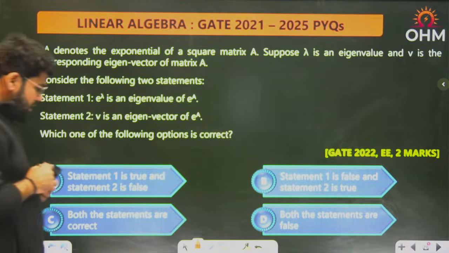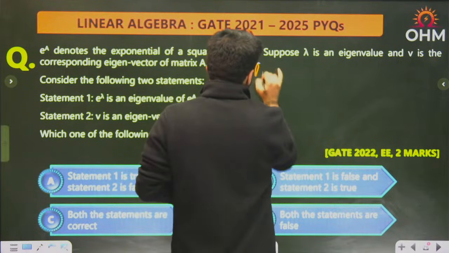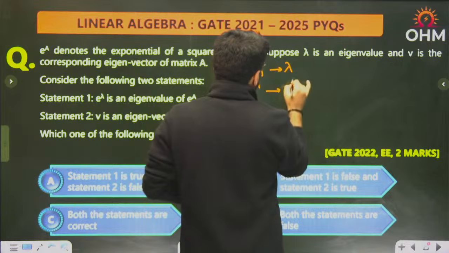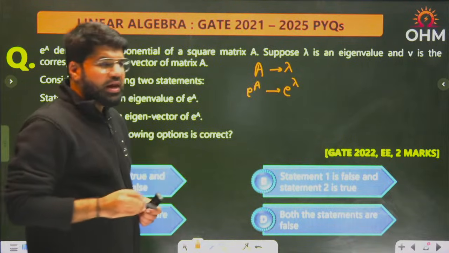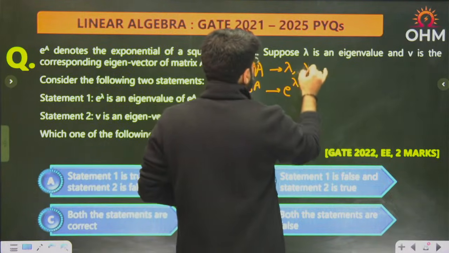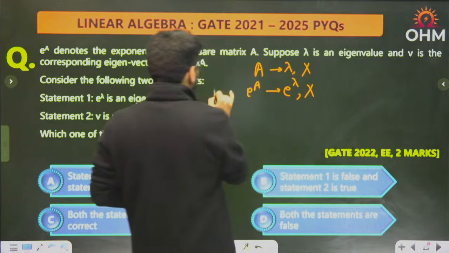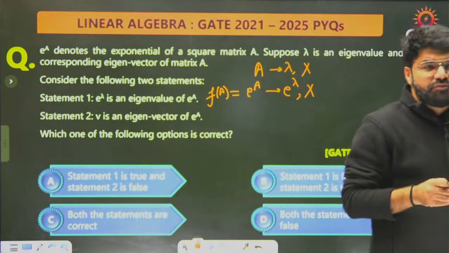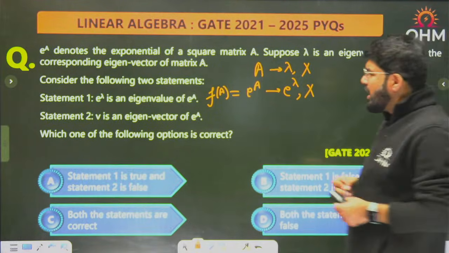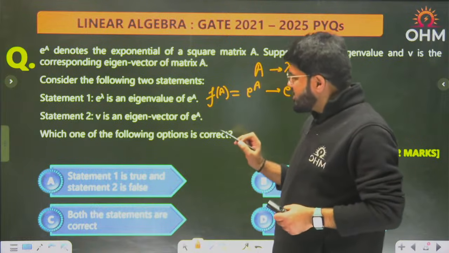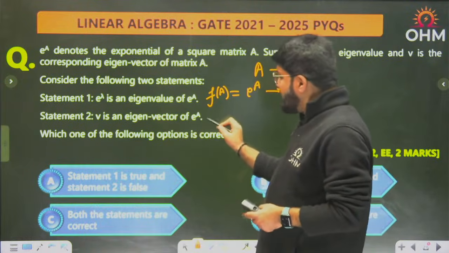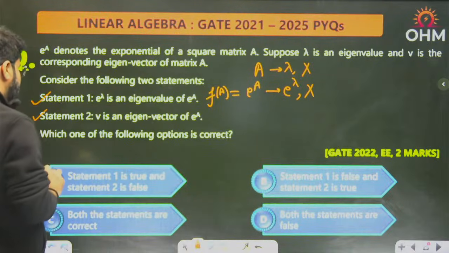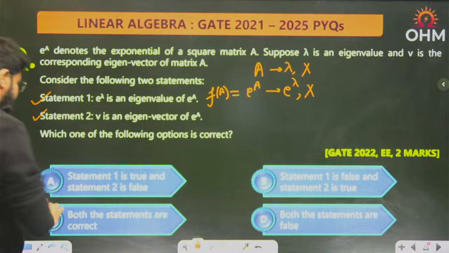Now see here, again I am telling you the same thing. If A has the eigenvalue lambda, then f of A, here E power A, will have the eigenvalue E power lambda. If A has the eigenvector X, whenever you create any function of A, the eigenvector remains the same, only the eigenvalue becomes f of lambda. So is E power lambda an eigenvalue of E power A? Yes. Is V the eigenvector? Yes. For E power A, the eigenvector remains V only. So both these statements are correct actually. Answer is C.